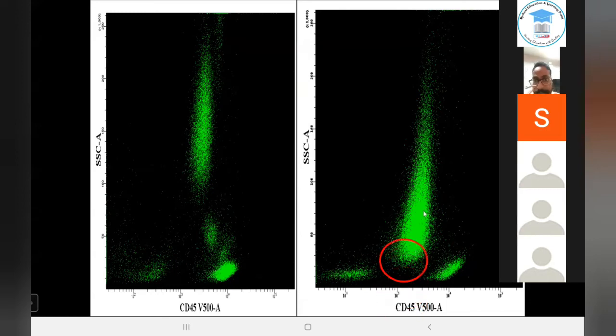So again, the center has come down. More of the cells are here than here. So I will put this entire population as a suspicious population. Now we will go further in every case and see what these cells are.